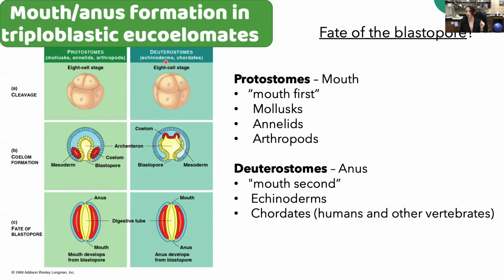our sea urchins. Okay, so being a protostome or a deuterostome all has to do with the fate of the blastopore. Does that blastopore develop into a mouth, or does that blastopore develop into an anus? In our mollusks, annelids, and our arthropods, that blastopore develops into a mouth, and in us, as well as the sea stars and their allies, that blastopore develops into an anus.